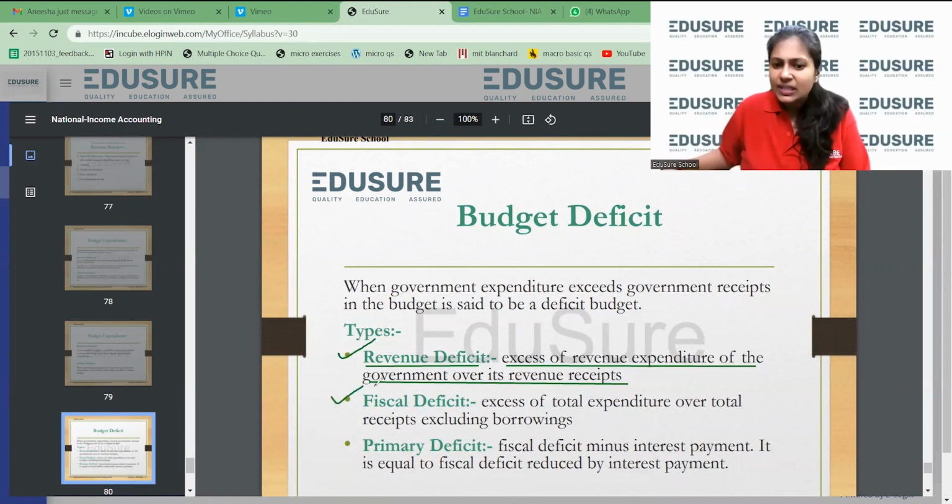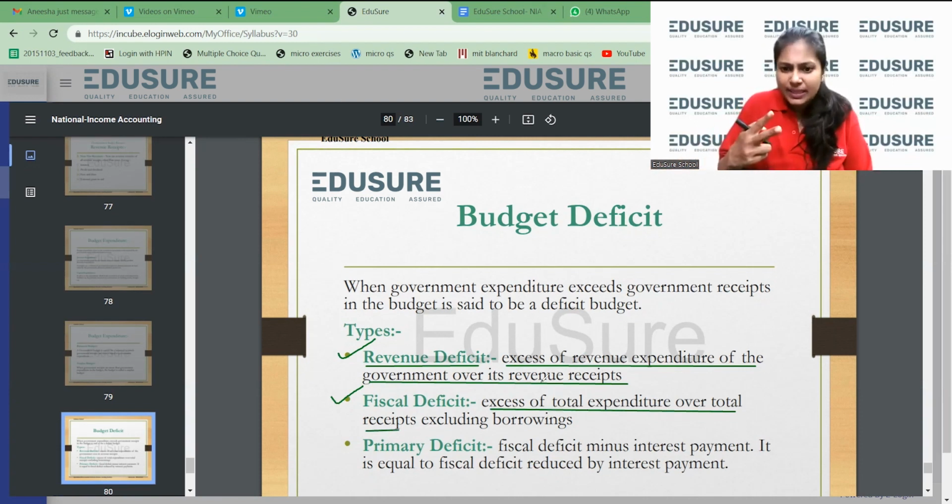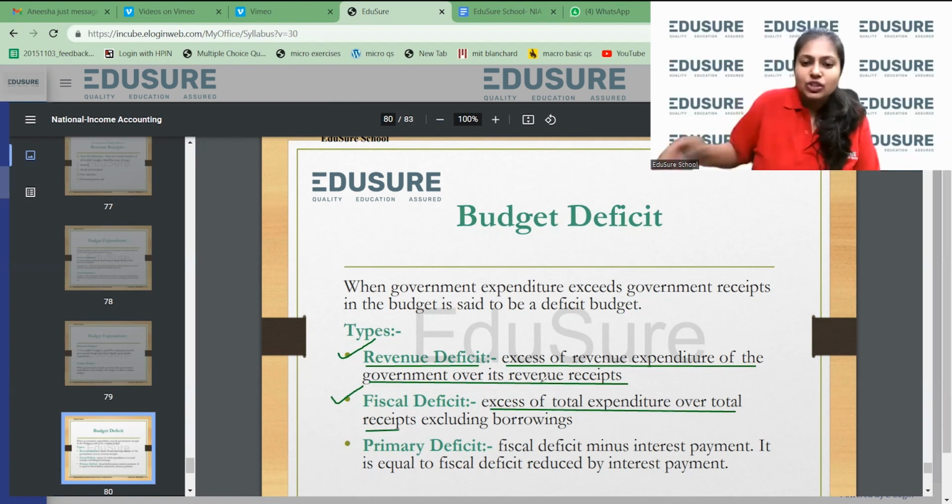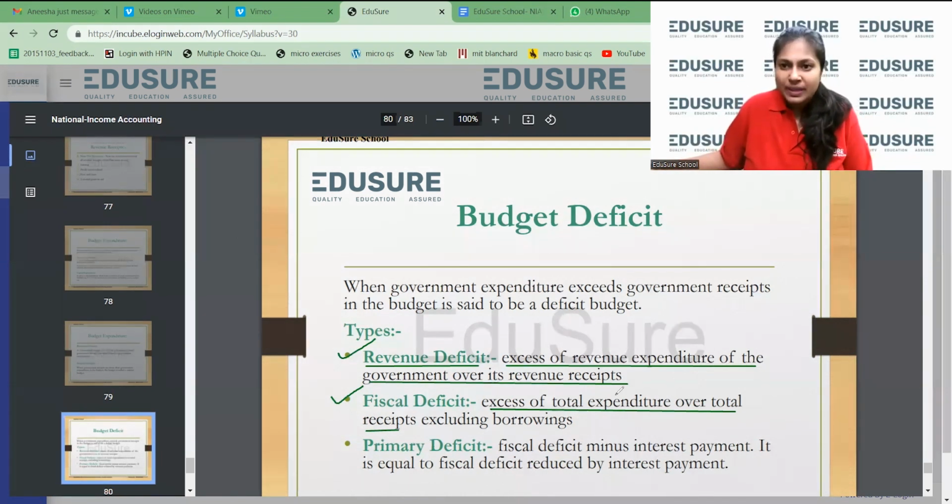The second is fiscal deficit. Fiscal deficit is the excess of total expenditure over total receipts. Total expenditure would mean the capital expenditure and the revenue expenditure. The total receipt would mean capital receipt and revenue receipt.